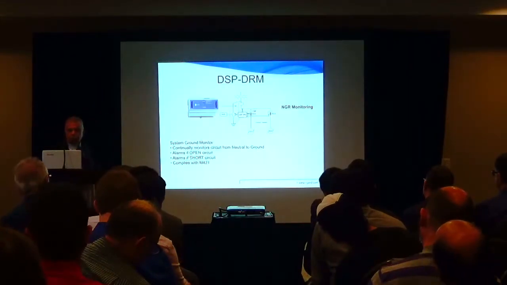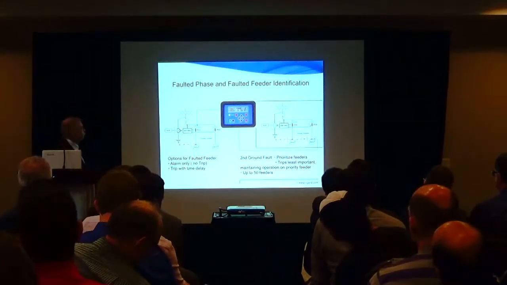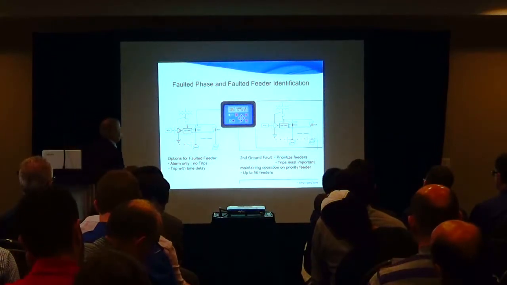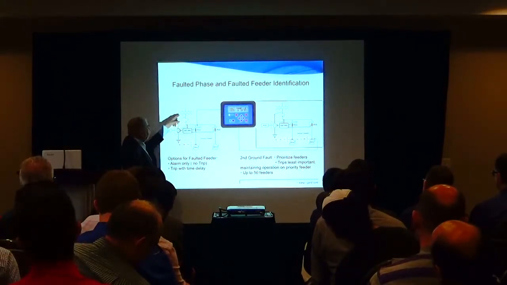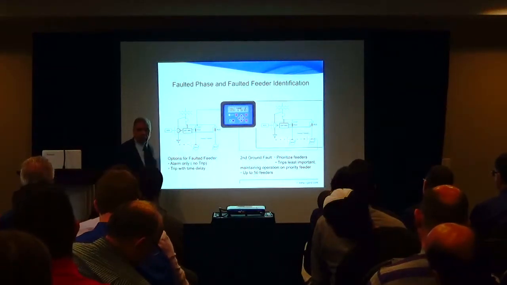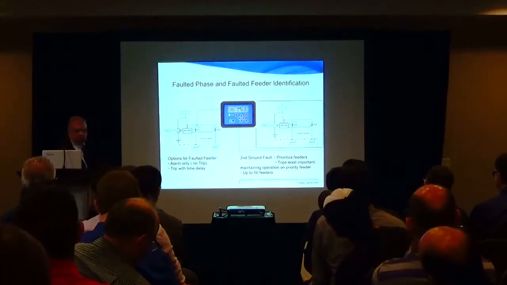So the transformer in that case is a Y transformer. Yeah, if you had a delta transformer, then you would need a zigzag with a grounding resistor, so the NGR will change. This is a Y transformer, so I simply have an NGR.